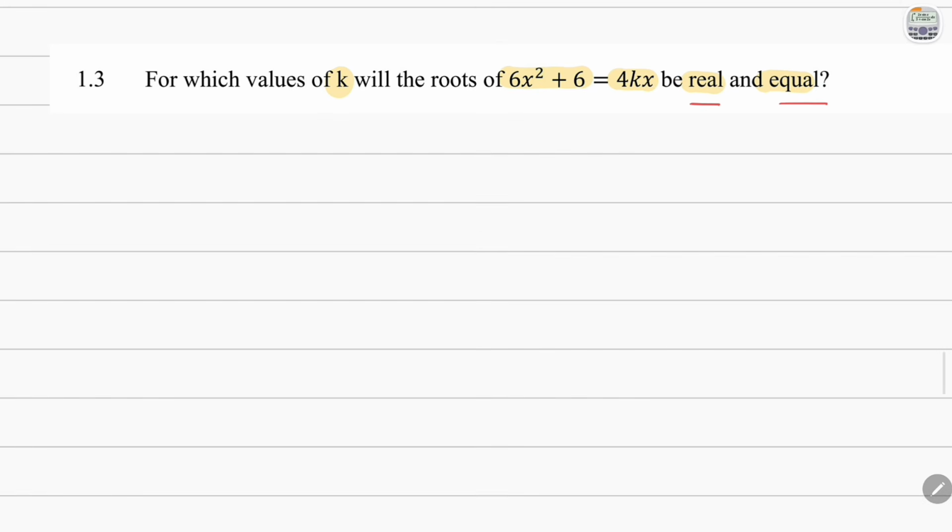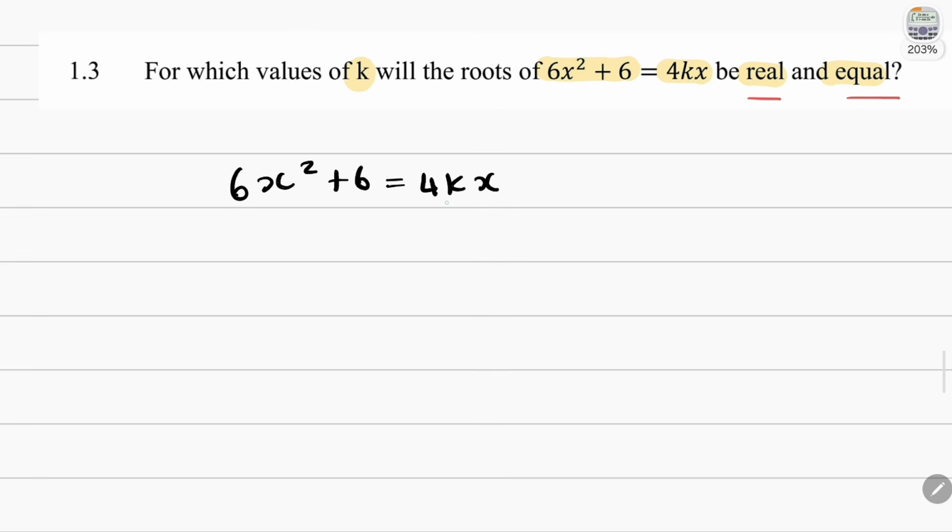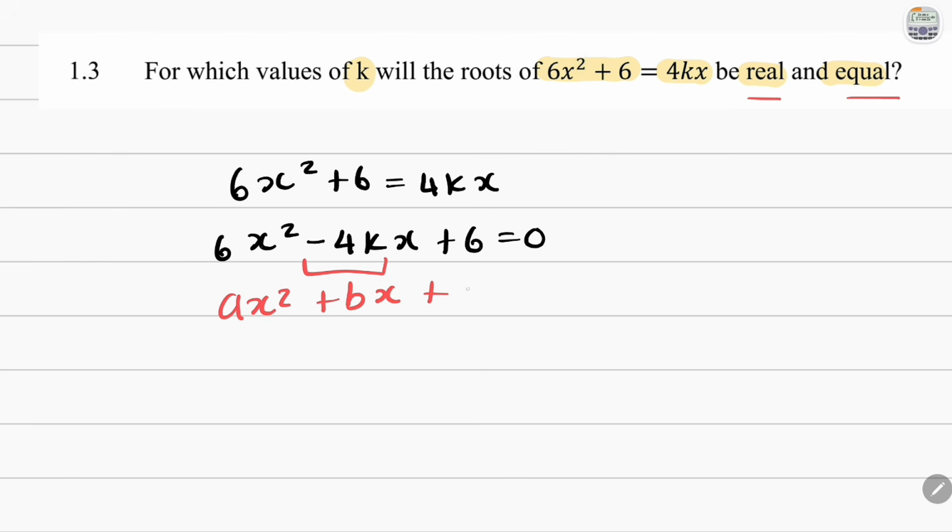So let's find that discriminant in this equation. We have 6x squared plus 6 equals 4kx. It's a quadratic equation, but it's not in its standard form. So put it in its standard form by transposing 4kx. So we have 6x squared and then minus 4kx. See how this is the coefficient of x, okay, negative 4k. And then we have plus 6 is equal to 0. So it is in the form of ax squared plus bx plus c equals 0, a quadratic equation.